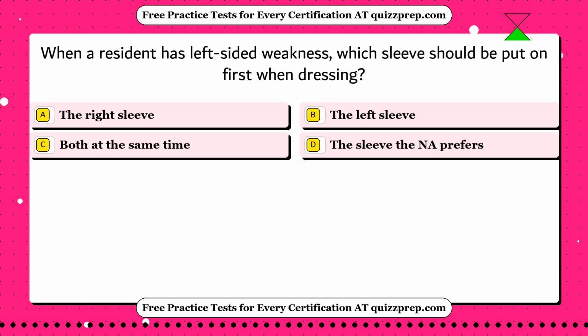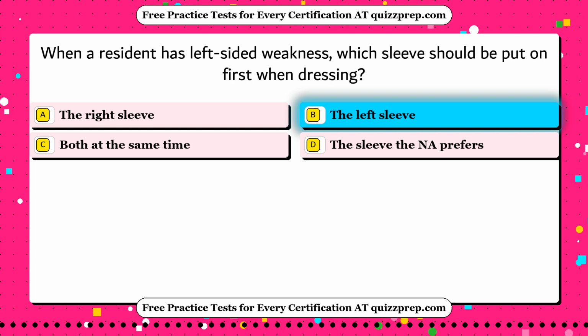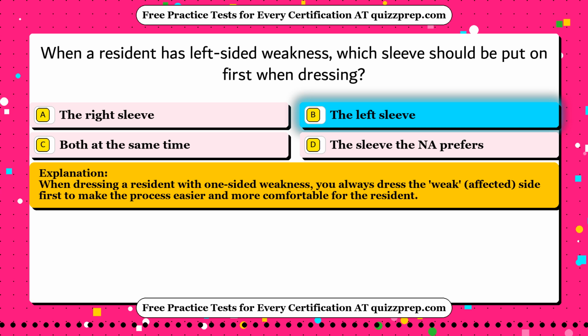Question 35. When a resident has left-sided weakness, which sleeve should be put on first when dressing? Option A, the right sleeve. Option B, the left sleeve. Option C, both at the same time. Option D, the sleeve the NA prefers. The correct answer is option B, the left sleeve. When dressing a resident with one-sided weakness, you always dress the weak, affected side first to make the process easier and more comfortable for the resident.